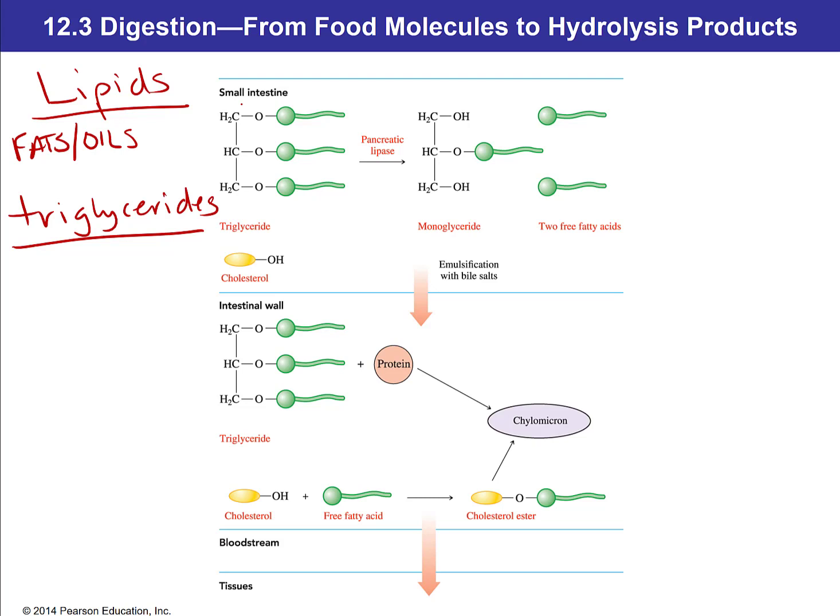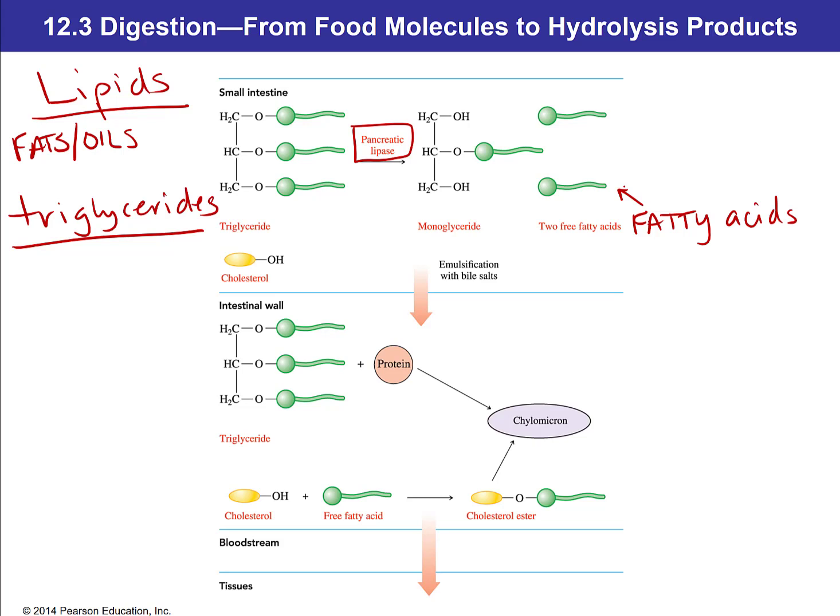So this can't be absorbed. It has to get broken down first. This again happens in the small intestine. The pancreas helps with this, and it secretes an enzyme that helps to break the triglyceride into individual fatty acid units. Those are small enough to be absorbed, but there's a problem.